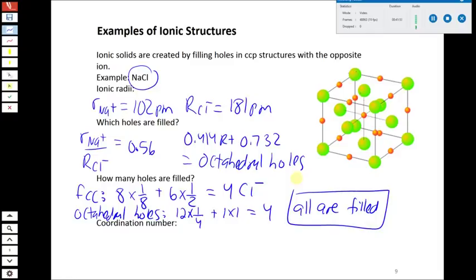And by doing so, we would have 4 of each, Na 4, Cl 4 for each unit cell, which the empirical formula would still be, of course, sodium chloride, NaCl. So you need to make sure that you have the correct ratio of cations and anions in your structure. For sodium chloride, it needs to be a 1-to-1 ratio. So face-centered cubic gives us 4 anions, which means we also need to have 4 cations, meaning all 4 octahedral holes would need to be filled.